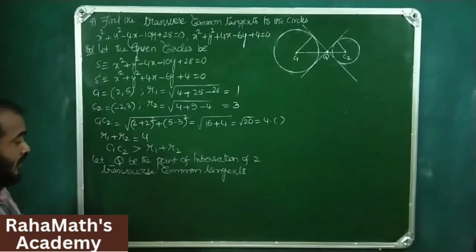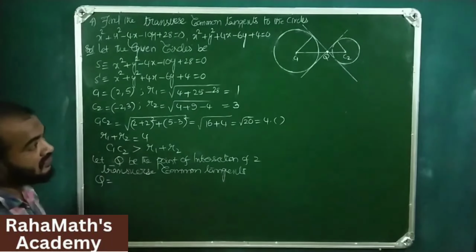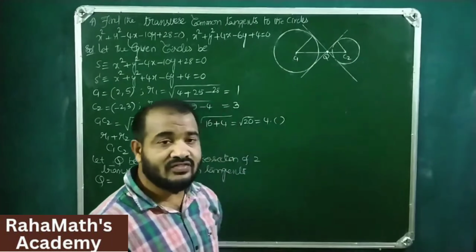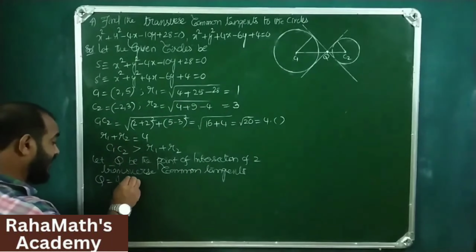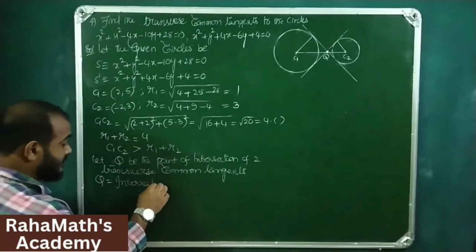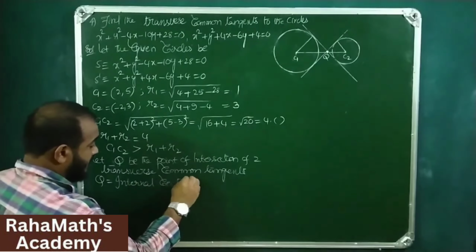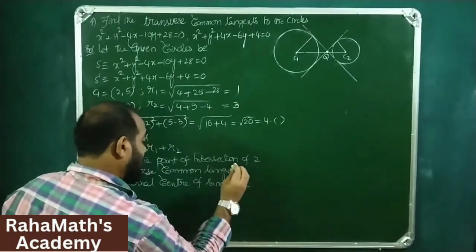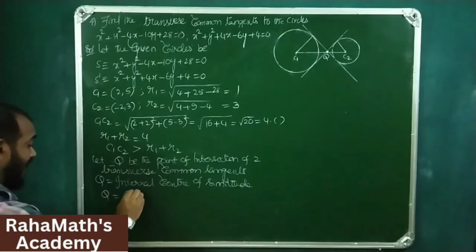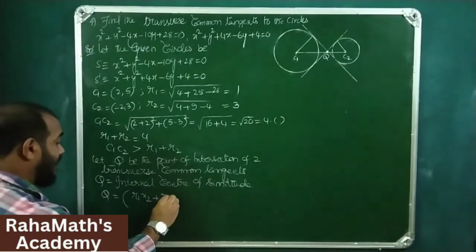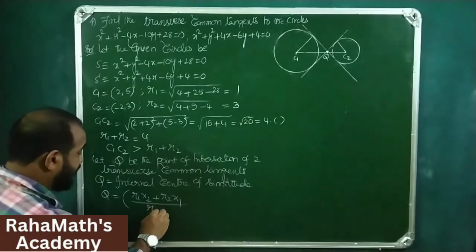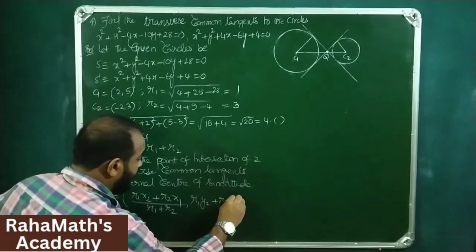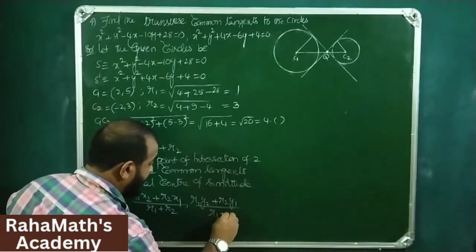So Q is equal to, what is Q? Q is the internal center of similitude of the line joining the two centers C1, C2. So Q is equal to (R1 x2 plus R2 x1) by (R1 plus R2), (R1 y2 plus R2 y1) by (R1 plus R2).